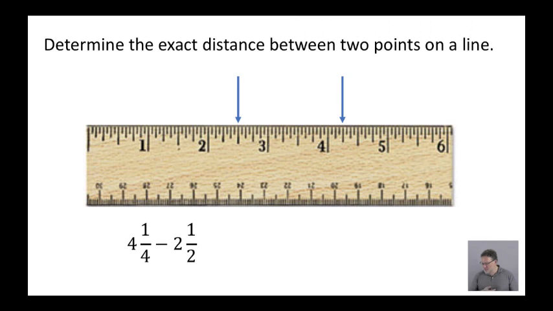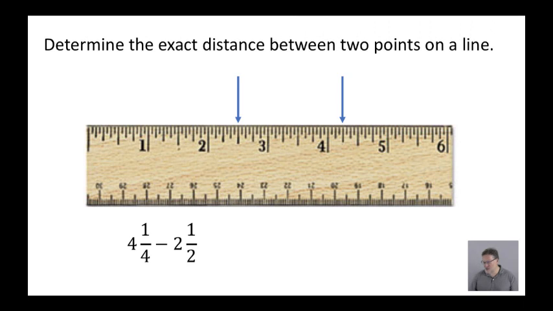4 1/4 minus 2.5. All right, well, we've got to do some work here. We could convert both of them into improper fractions and do the subtraction that way. I'm actually going to do some borrowing similar to what we did earlier when we were working with addition and subtraction with mixed numbers. So use whichever technique is best for you. The first thing I'm going to do is get a common denominator on both of those fractions.